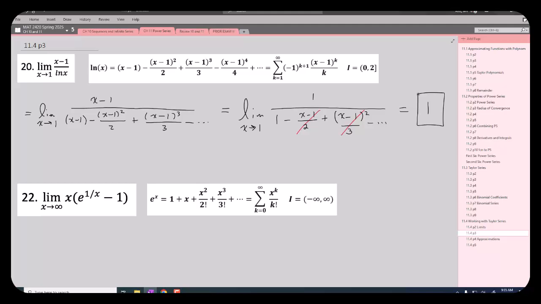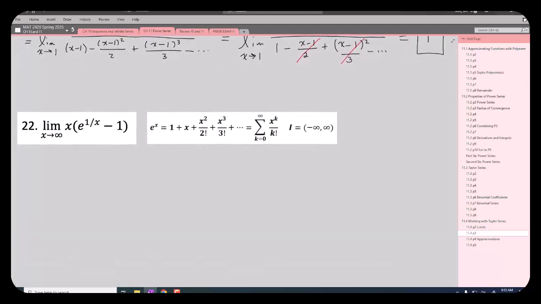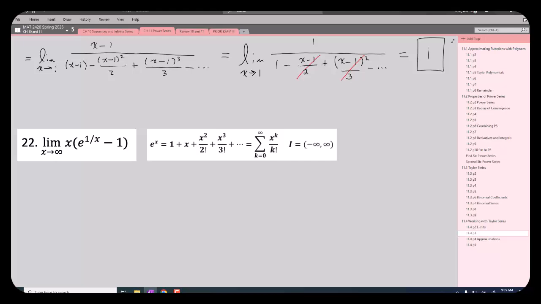So the algebra is not too hard. We just have to make sure you know your power series. So there's 5 that you need to know for exam 3. I'll write them on the board again, but you need to know those 5 so that you can do this substitution.